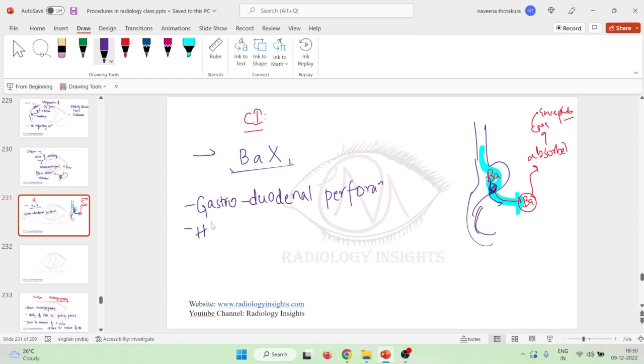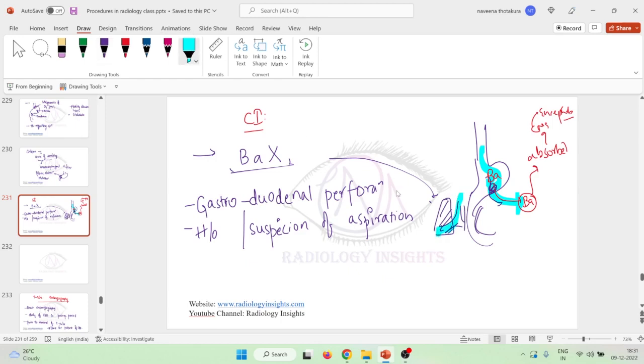Similarly, if the patient has a history or suspicion of aspiration, then obviously we should not use barium meal, because in aspiration the barium will reach the lungs through the trachea. At this time it again results in an inflammatory reaction of the lungs. So it is not recommended.